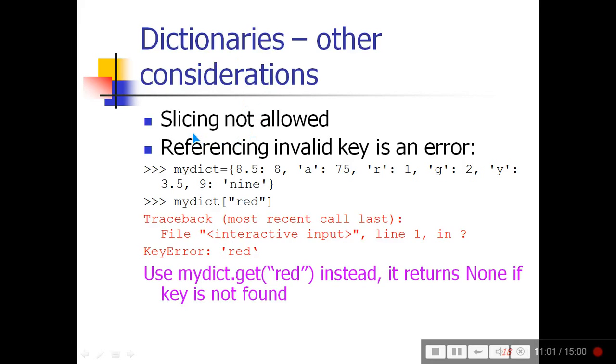Other considerations: slicings are not allowed. Referencing invalid keys is an error. If it is not there and we want to refer to it, that is not allowed. So this is the error which will come.